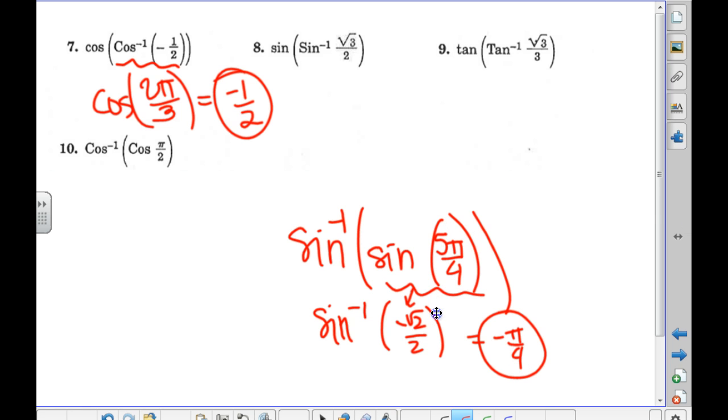Wait, that wasn't even an answer. That wasn't even a question. No, it's not on there. This one says, where is the sine square root of 3 over 2?